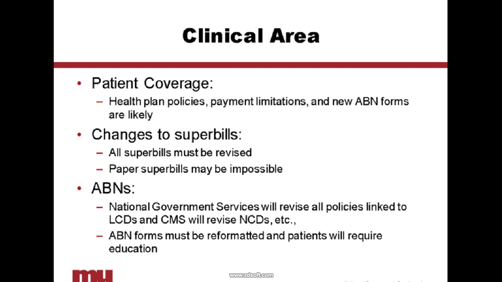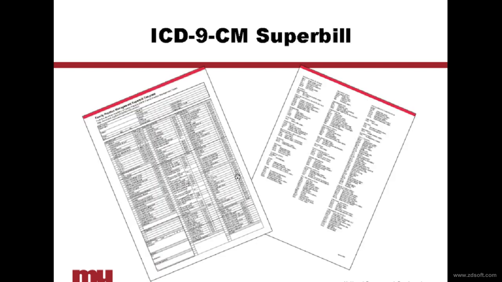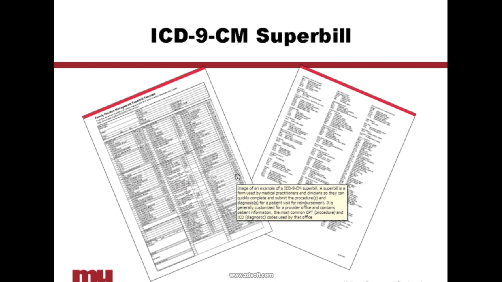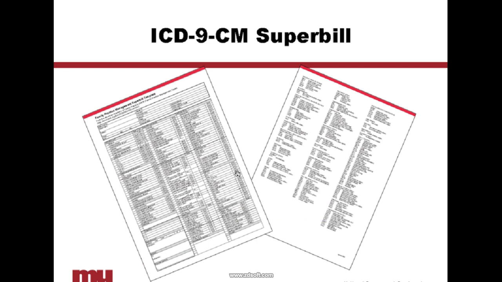Now, the clinical area will need to evaluate all the payer policies, such as with LCDs, with Medicare. Okay? Now, if you have pre-printed ABNs that have ICD-9 codes on those, they will also have to be updated. Let's look at the difference here, the super bill, as Arlene had mentioned. Okay, now your super bill is used so that you can quickly complete and submit the procedures and the diagnoses for the patient visit reimbursement.